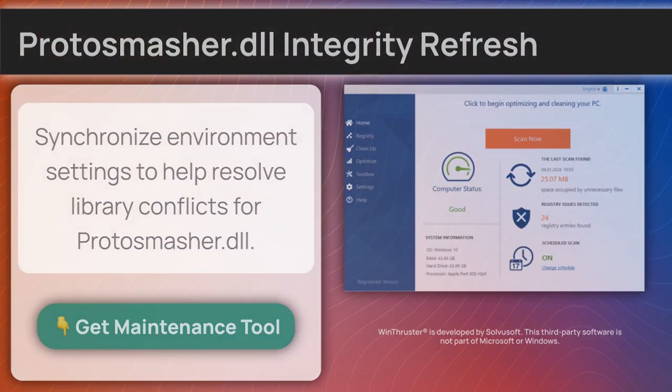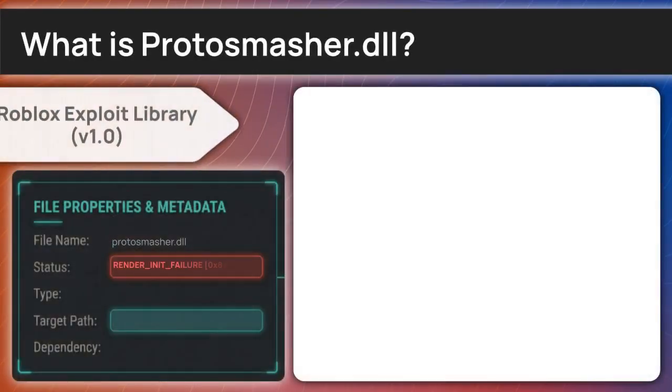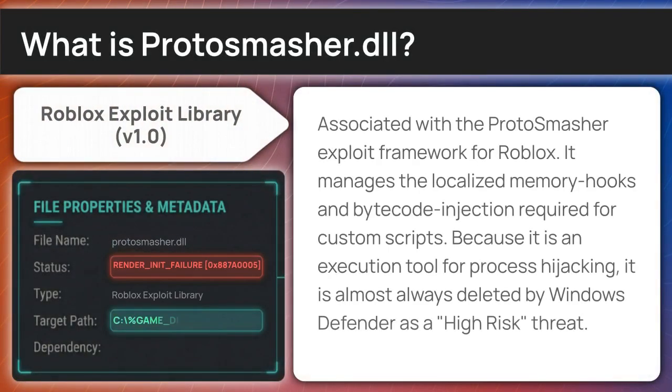This is the Protosmasher Library, associated with the Protosmasher Exploit framework for Roblox. It manages the localized memory hooks and bytecode injection required for custom scripts. Because it is an execution tool for process hijacking, it is almost always deleted by Windows Defender as a high-risk threat. Now that the background is clear, let's walk through the actual installation steps.